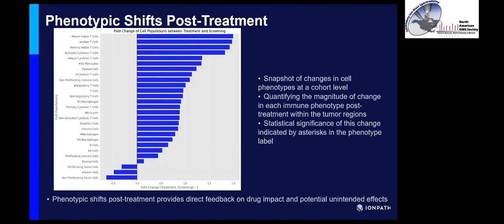We can also see, splitting out in this particular case, those 2 subgroups I was talking about is a pre-treatment and a post-treatment. So samples were collected initially, they were treated for something, and then samples were collected after, and then you can compare the relative number of cells, or the relative distribution of those cell types pre and post treatment, and see what changes in those samples after treatment and the phenotypic shifts. Post-treatment provides direct feedback on drug impact and other potential unintended effects.